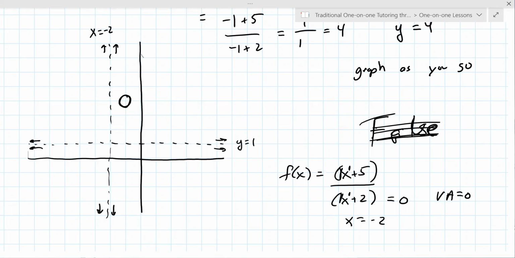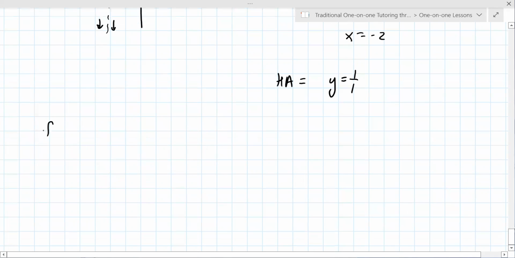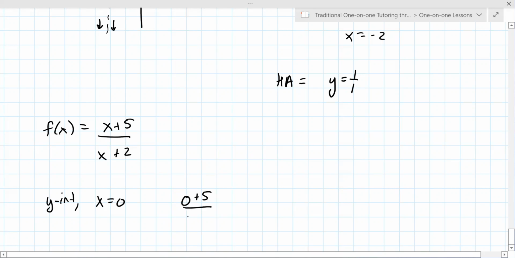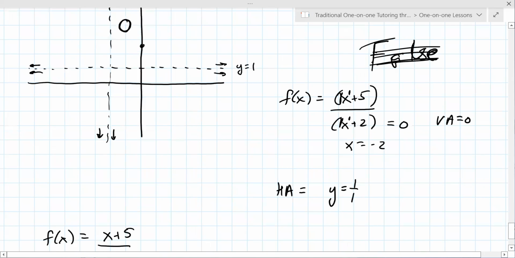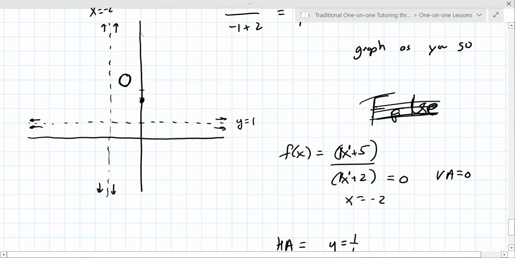So to finish off our graph, we need the y-intercept and the x-intercept. So let me write this down again. F of x equals x plus 5 over x plus 2. To find the y-intercept, you set x equal to 0. So that's 0 plus 5 over 0 plus 2, 5 over 2. So that's a point on the graph. It's 0, 2.5. Now this time it's not a hole, so you don't have to make it overly emphatic. You just put a nice little dot there. And that helps to give us some idea of where to connect things.